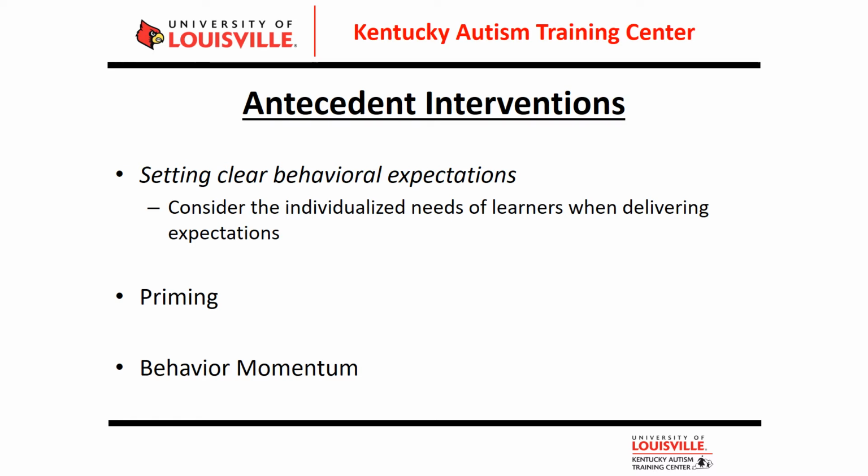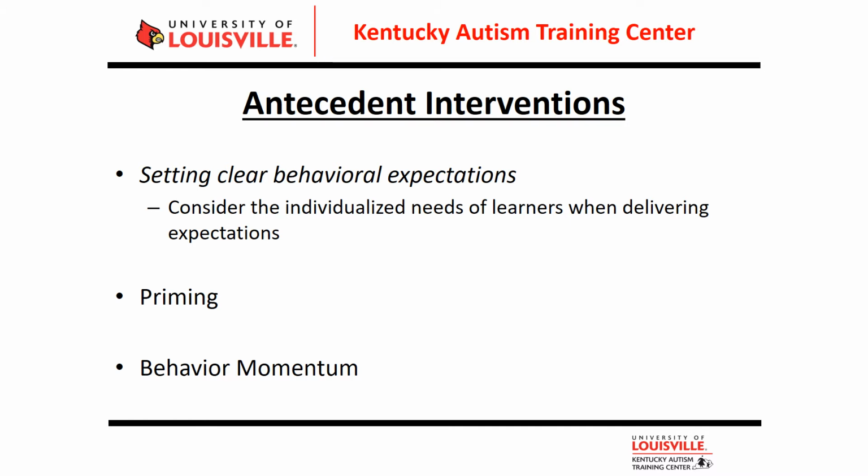Another good strategy is behavior momentum. So students with disability frequently experience a lot of failures. And so if you experience a lot of failures, eventually you give up, right? And you get frustrated easily. And if you feel like you're not going to be able to do something, then it's easier to just not try. So behavioral momentum says do something easy before we do something really hard.